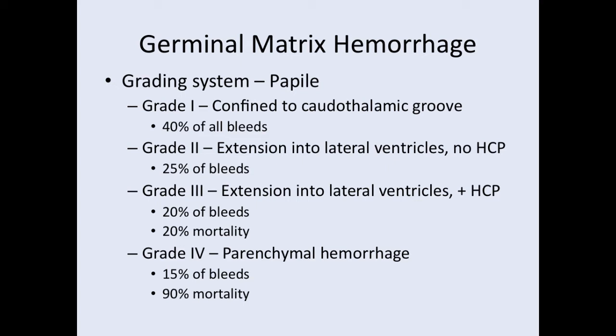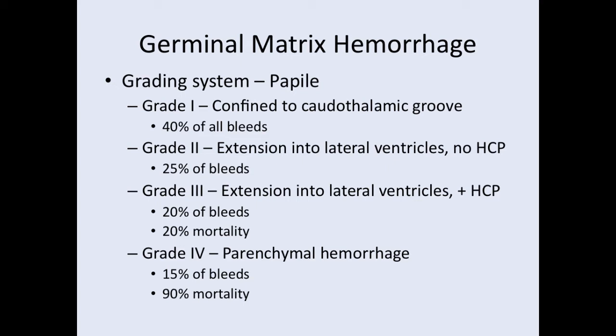Grade 2 means that you have hemorrhage that has spilled into the ventricles, but hydrocephalus has not yet developed. Grade 3 is basically the same thing, except now the baby has hydrocephalus. And a grade 4 means that there is parenchymal hemorrhage within the brain matter itself. So the importance of this staging system is not that a neurosurgeon is going to go in and evacuate this hemorrhage or they're going to do something about the bleed.